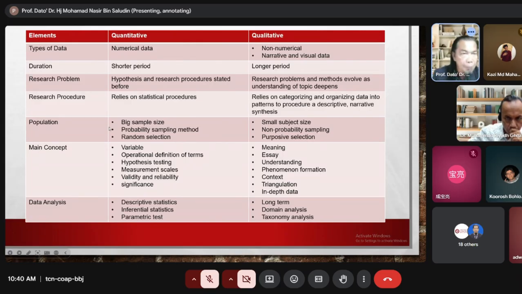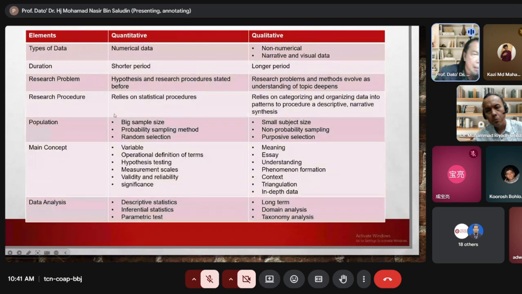Then the main concept in quantitative is the variable. You must be clear on the variable definition and dimension. You must give the operational definition of terms, hypothesis testing, measurement scale, validity and reliability, significance. And under qualitative, you focus more on meaning, understanding the phenomenon, context, triangulation, in-depth data.